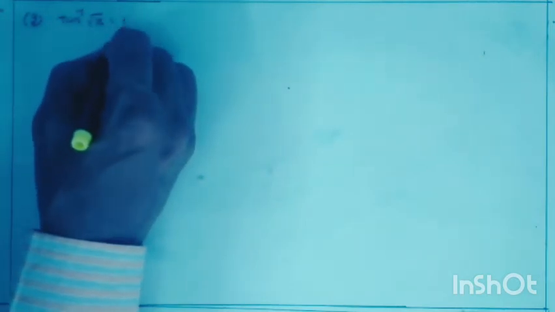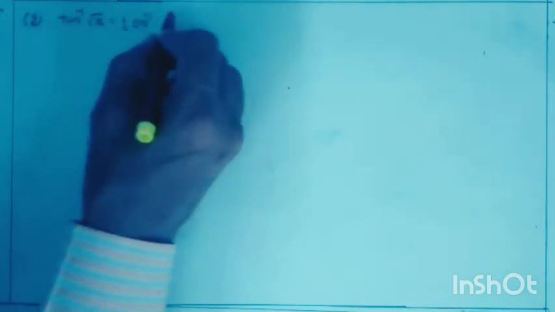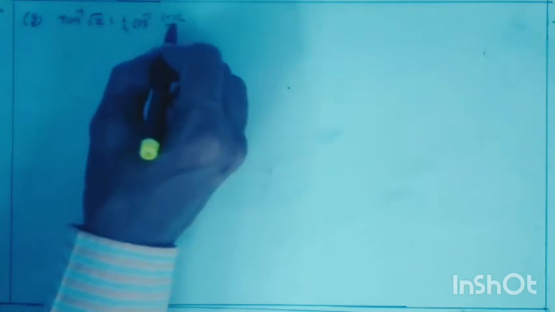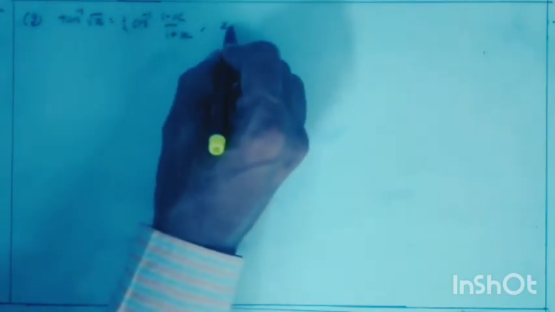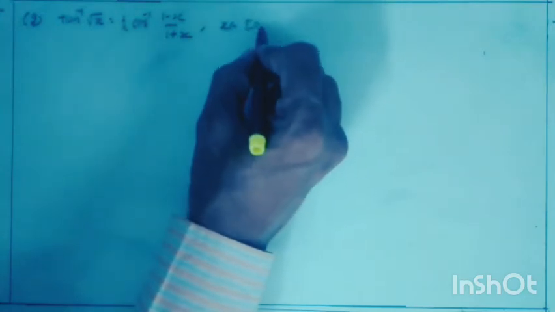Prove that tan inverse root of x is equal to 1 by 2 cos inverse 1 minus x upon 1 plus x, x belongs to closed interval 0 to 1. In this type of question, taking left hand side we get right hand side, or taking right hand side we get left hand side.